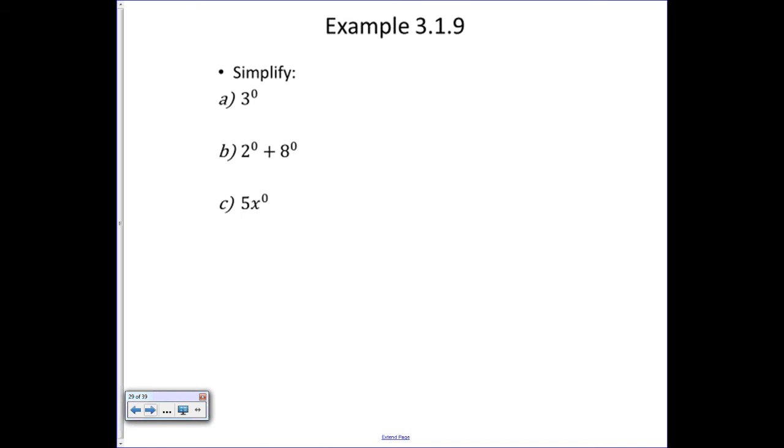Well, 3 to the 0 power, anything to the 0 power is just 1, so 3 to the 0 power is just 1. Similarly, 2 to the 0 plus 8 to the 0. Any number raised to the 0 power is just 1. So 2 to the 0 power is just 1. 8 to the 0 power is just 1. And 1 plus 1 is 2.